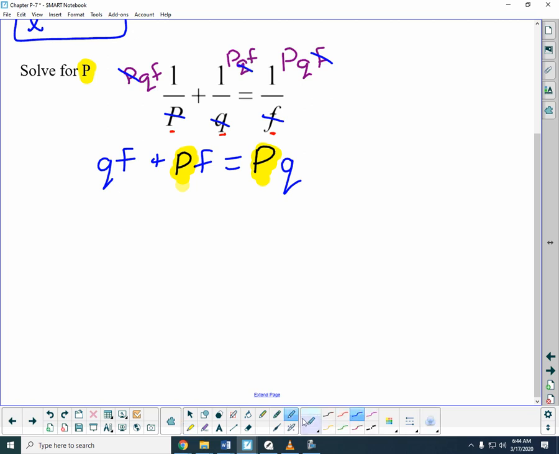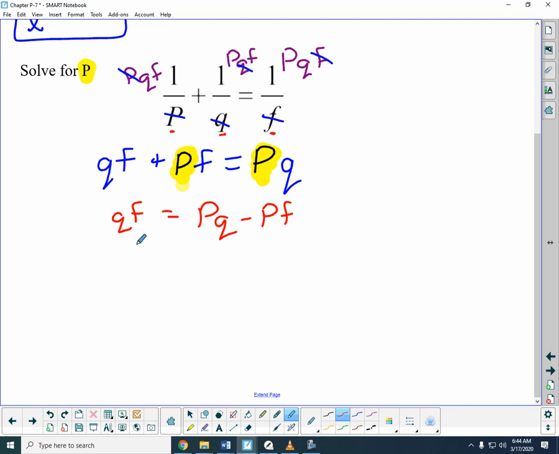So let me rephrase that. I want to get everything that has a p, the variable I'm solving for, on one side of the equation, and everything that does not have the p on the other side. So I'm going to move this pf over. So I'm going to get qf equals pq minus pf. I'm going to subtract that over. Now I've got both pieces that contain the p on one side and the one that does not contain the p on the other side.